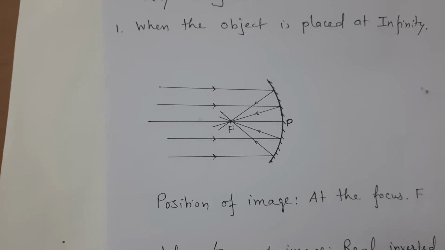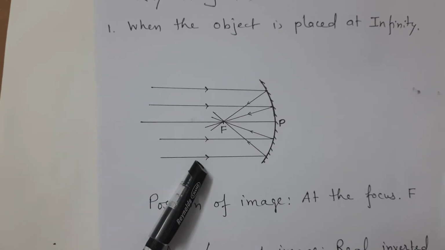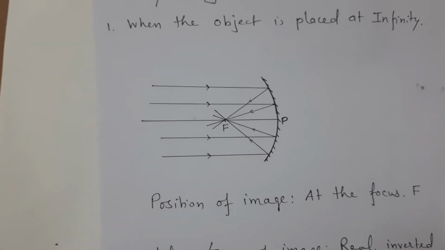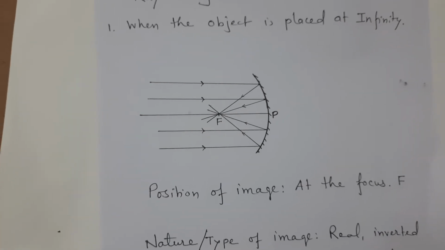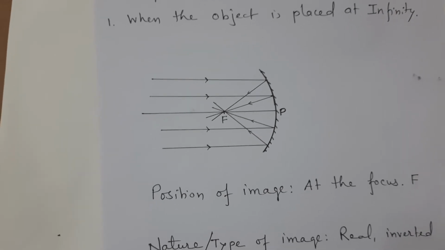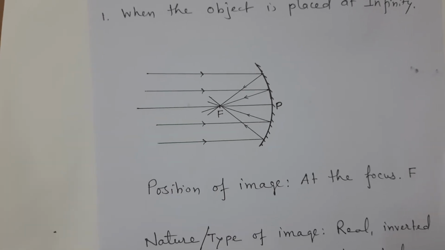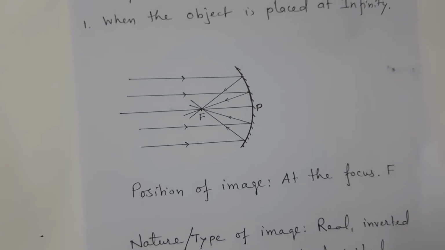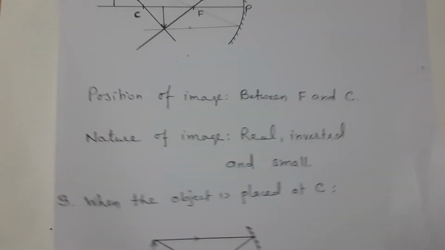Now here you can see the rays that are coming parallel to the principal axis. After undergoing reflection, they are meeting at F. We have already seen this particular diagram earlier. Now in this case, the position of the image formed of the object will be at principal focus. At F the image is formed. The nature of image, that is the type of the image, is real, inverted and diminished. Diminished means very very small, point like.